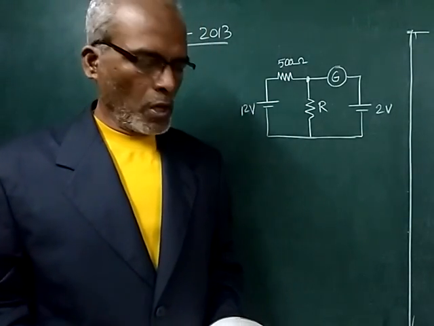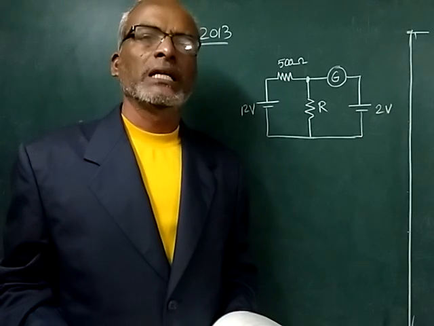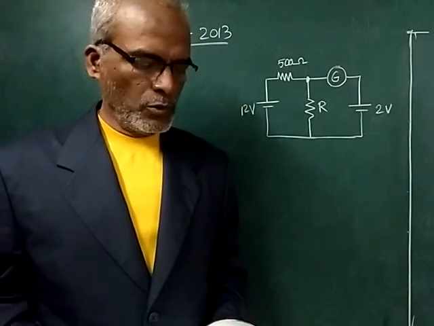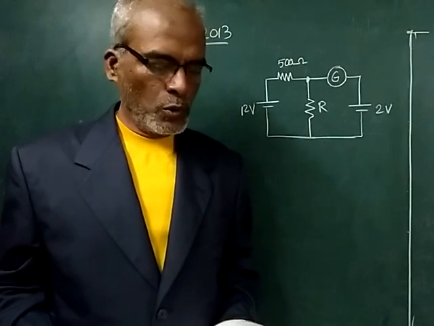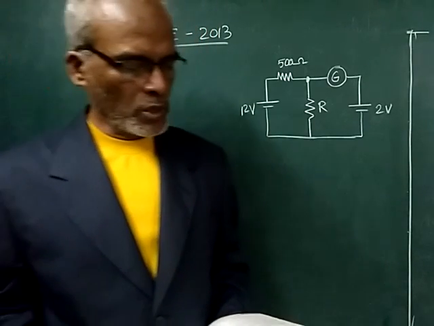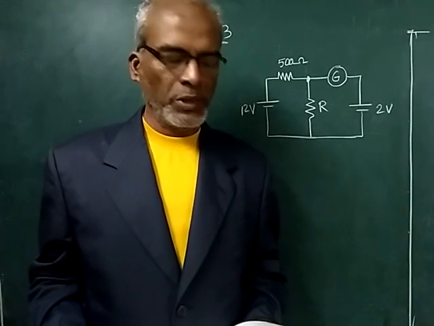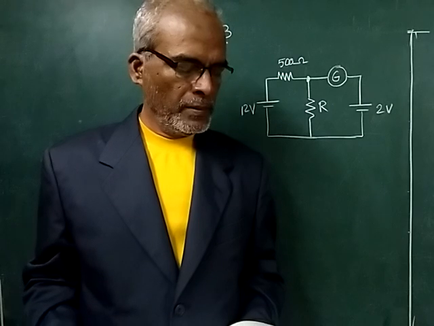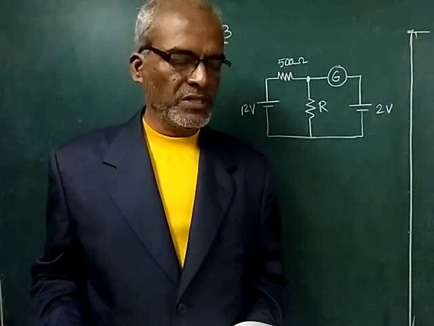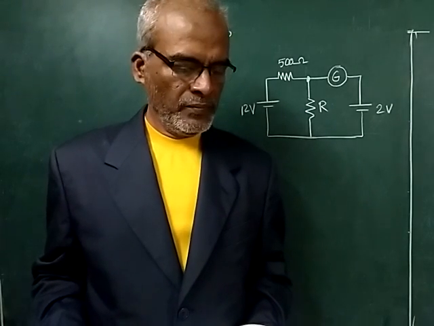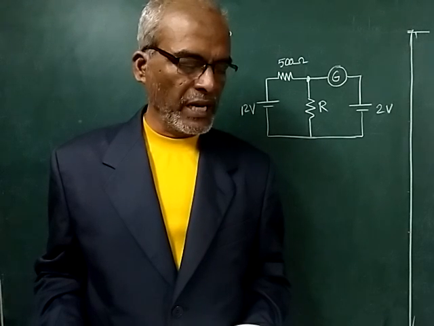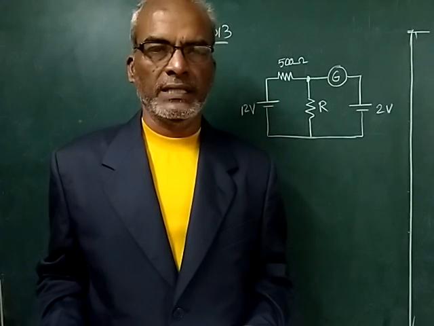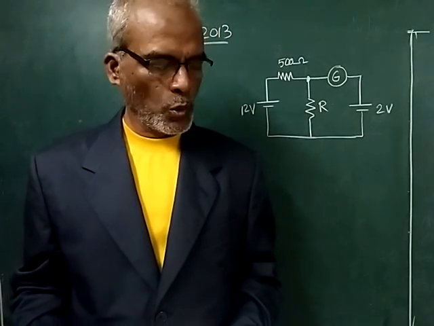Today we are going to solve a 12th standard physics current electricity problem, which was asked in CBSE 2013. I will read out the question. In the circuit diagram shown in the figure, the galvanometer G gives zero deflection. If the batteries A and B have negligible internal resistance, find the value of the resistor R. So this is the question.